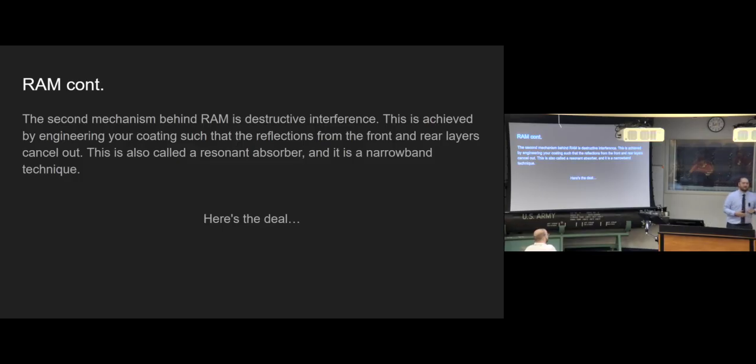So, just like RCS, I sat down and we'll go through this real quick. The second mechanism behind RAM, that was all absorption. Wave comes in and turns to heat. All of that is absorption mechanics: ohmic losses, magnetic losses, and dielectric losses. There's another mechanic just called destructive interference, resonance, that kind of stuff. This one is pretty cool.